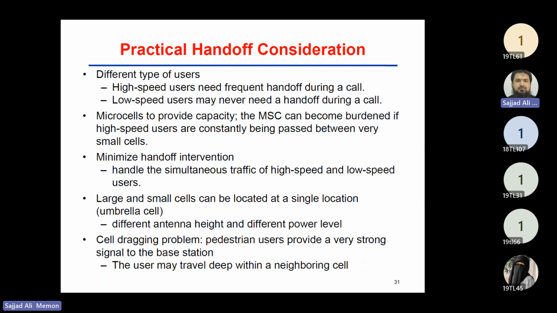Large and small cells can be located at a single location. Then the concept of the umbrella cell, with different antenna heights and different power levels. Cell dragging problem: pedestrian users provide a very strong signal to the base station, and the user may travel deep within a neighboring cell.